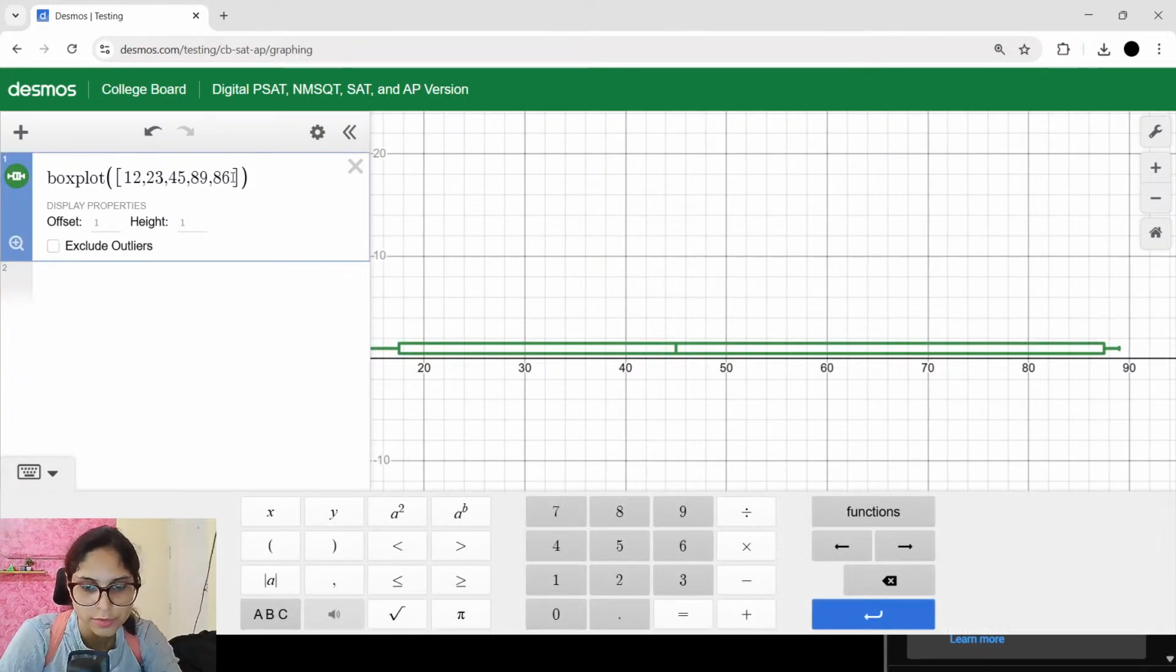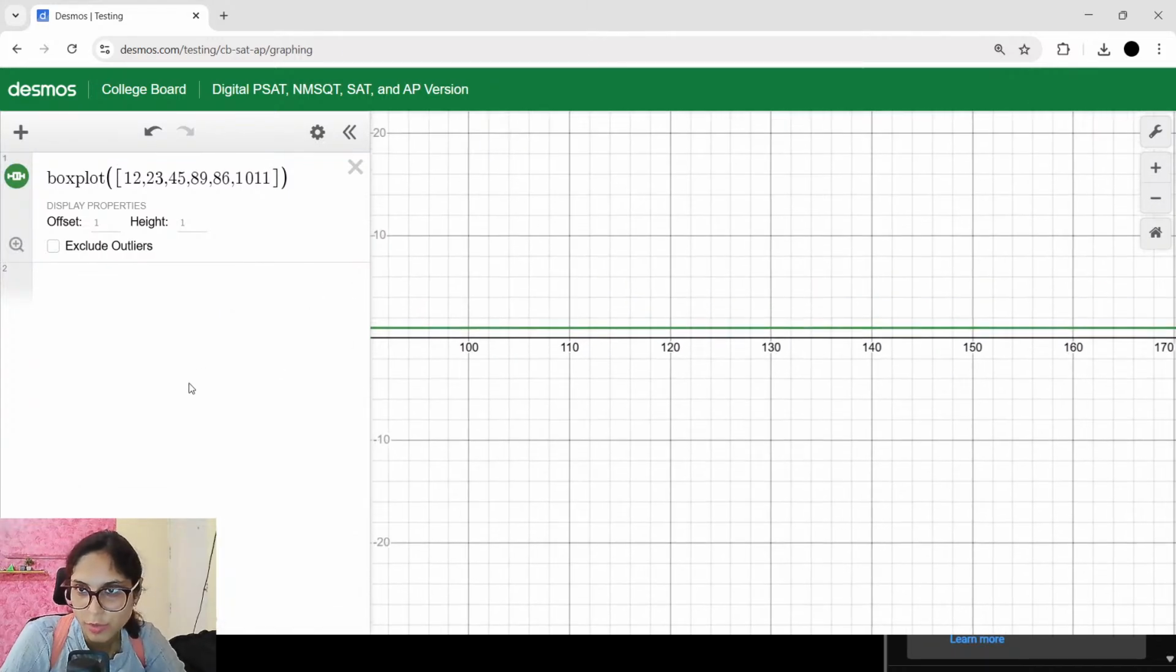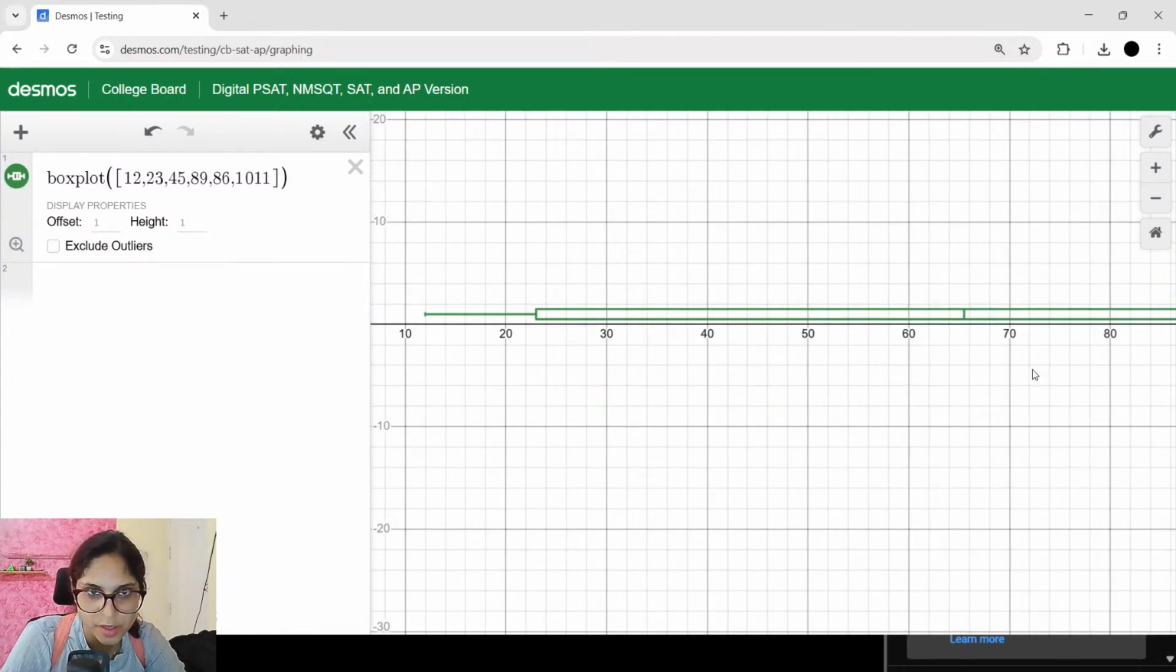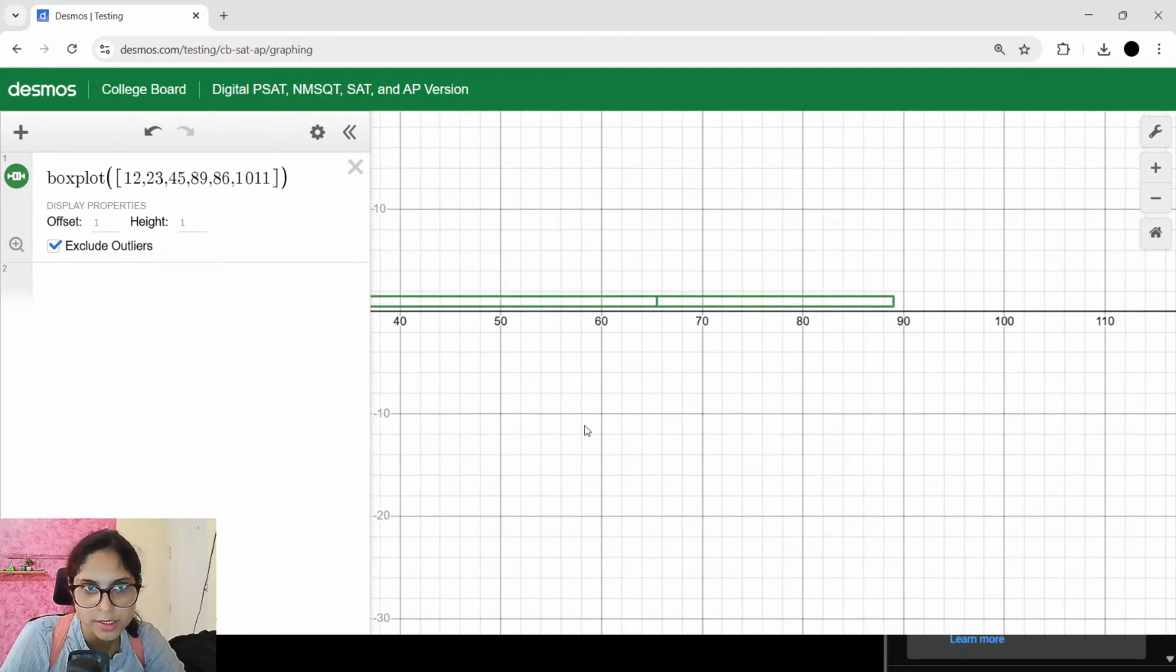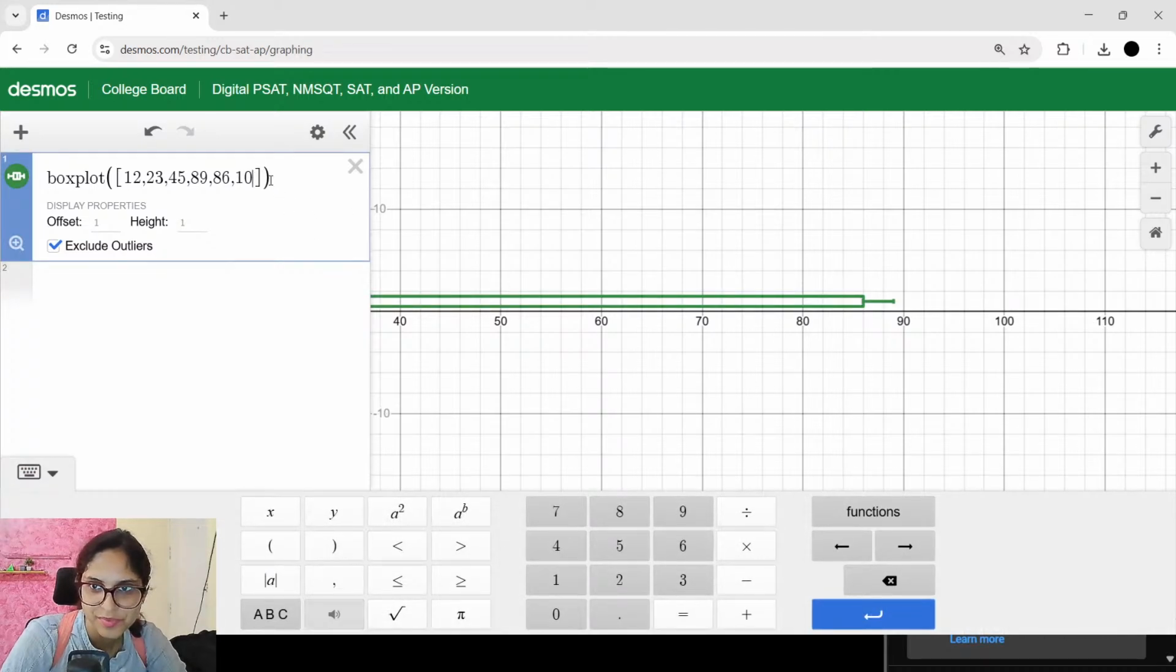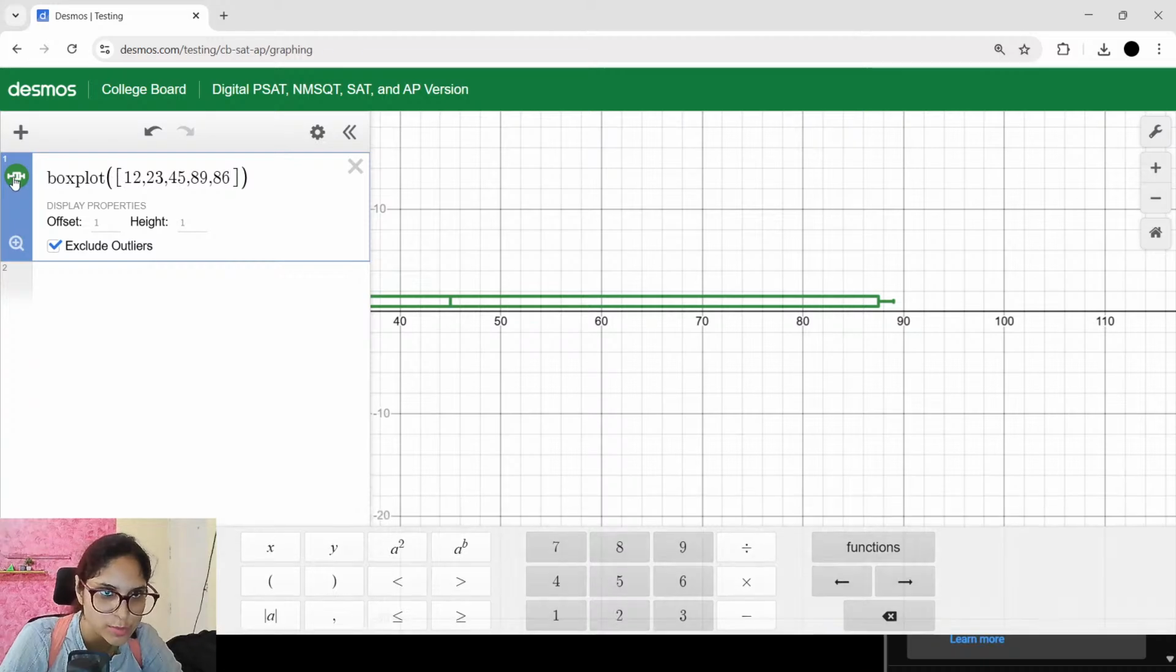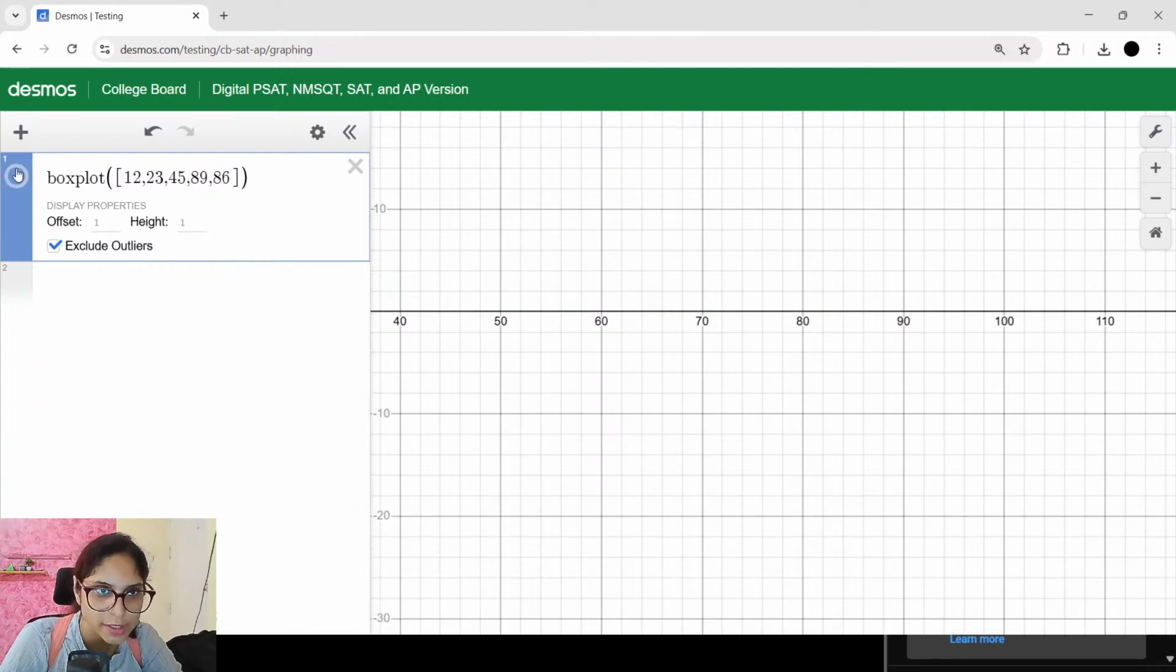If you don't say it, for example, if I have a very big value, it's going up to that value, right? If I say exclude outliers, you can see it stops right over here at 89. All right, so you can create your box plot. If you want to hide it, just click on here. If you want to see it, you can click here.